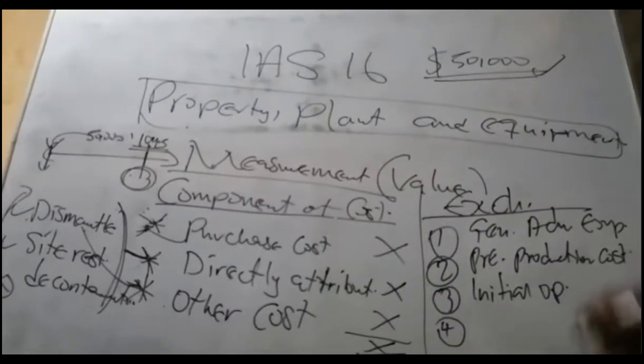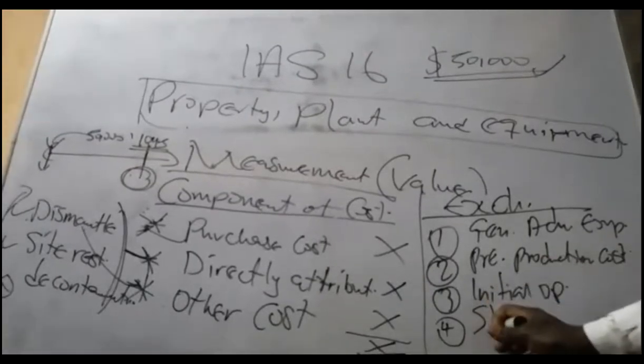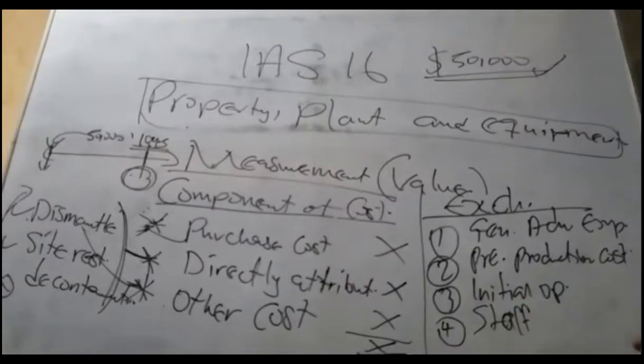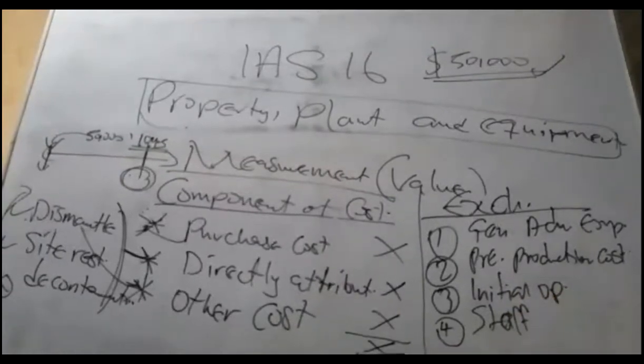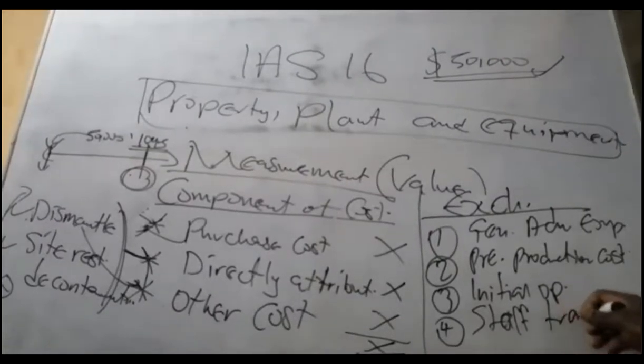So we call it staff training cost. Staff training cost must be expensed or must be excluded. So staff training cost.